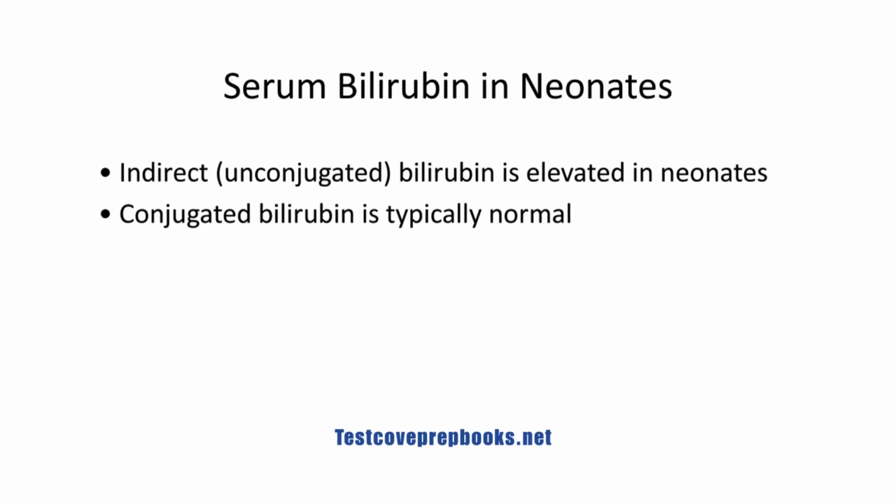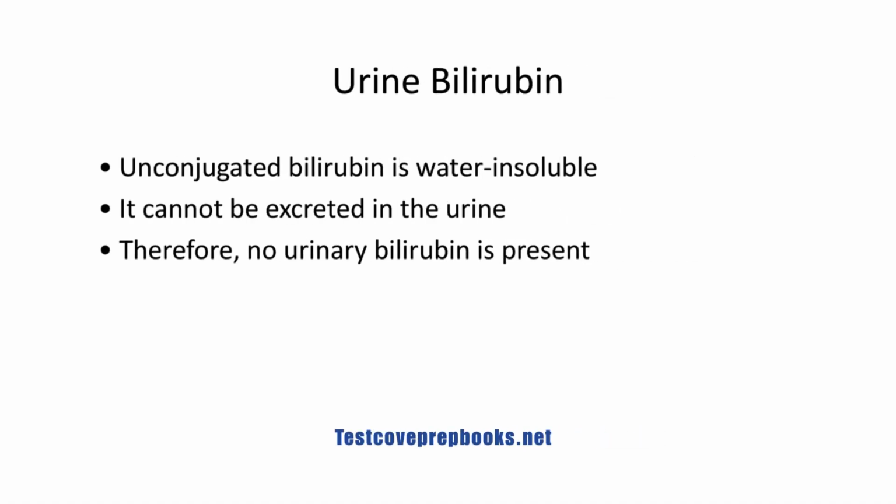Let's walk through hemolytic disease of the newborn and the role of bilirubin in neonates. First, in newborns, it is normal for indirect or unconjugated bilirubin to be elevated. Conjugated bilirubin, however, usually remains within the normal range. Second, because unconjugated bilirubin is water-insoluble, it cannot be excreted into the urine. That means there will be no urinary bilirubin detected in neonates.